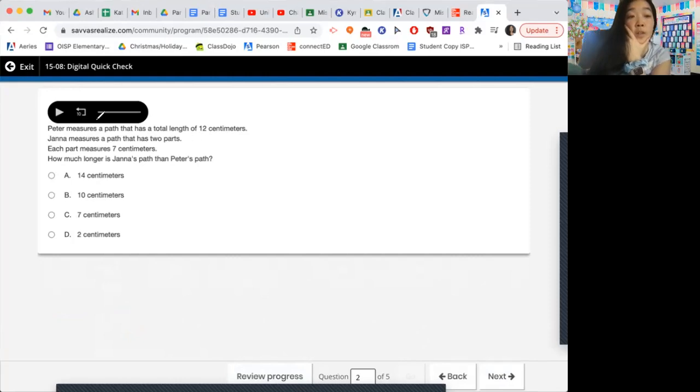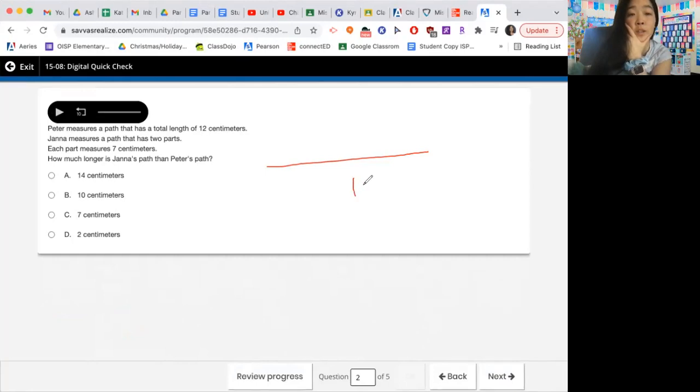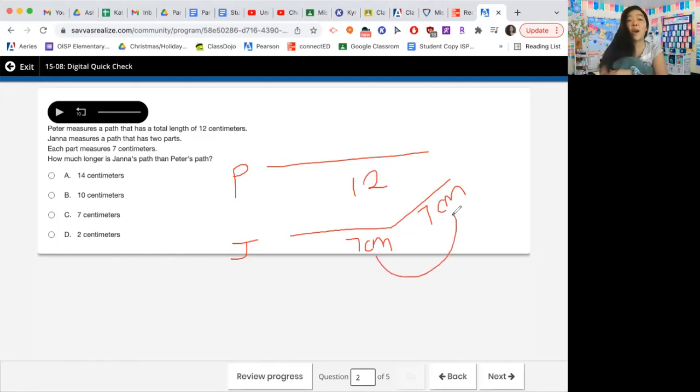Okay. Now, Peter measures a path that has a total of 12 centimeters. Jaina measures a path that has 2 parts. Each part measures 7 centimeters. So she measured this part and this part. How much longer is Jaina's path than Peter's path? So first we need to find out how long Jaina's path was. So if one part was 7 and the other part was 7, you're going to add those two numbers. So what is 7 plus 7? Put it in the chat.